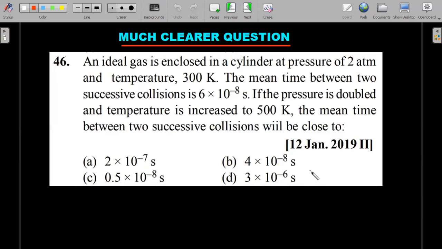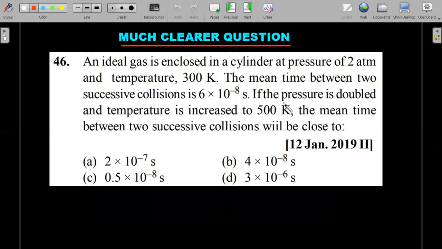Much clearer question. You don't always get ambiguous questions. They are very, very clear also. So let's read this one. An ideal gas is enclosed in a cylinder at a pressure of 2 atmosphere and temperature given. Mean time between 2 successive collisions is mentioned in that condition. If the pressure is doubled and temperature is increased to 500 Kelvin, the mean time between 2 successive collisions will be.